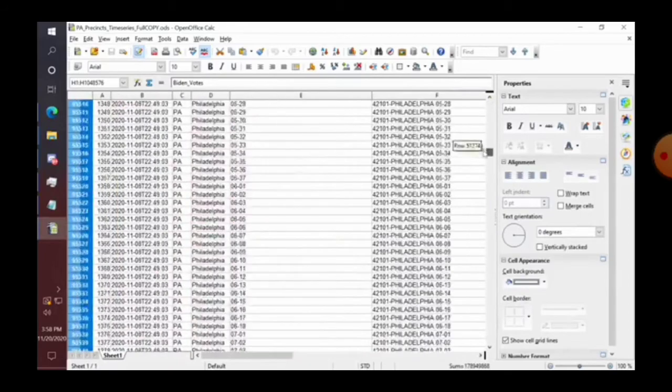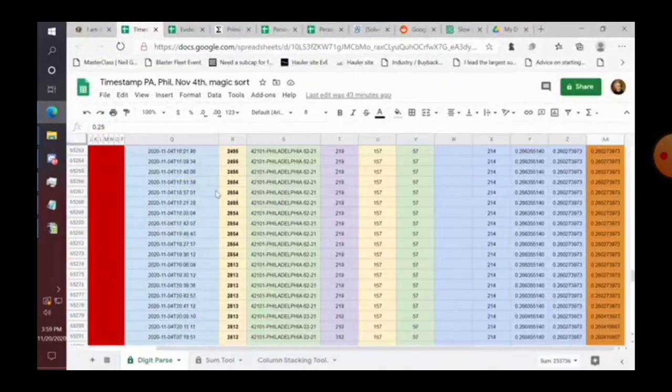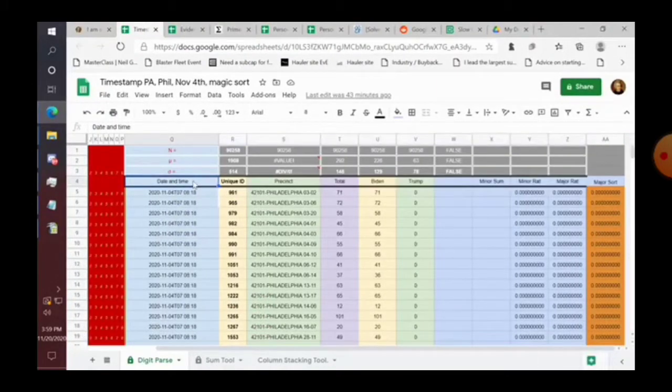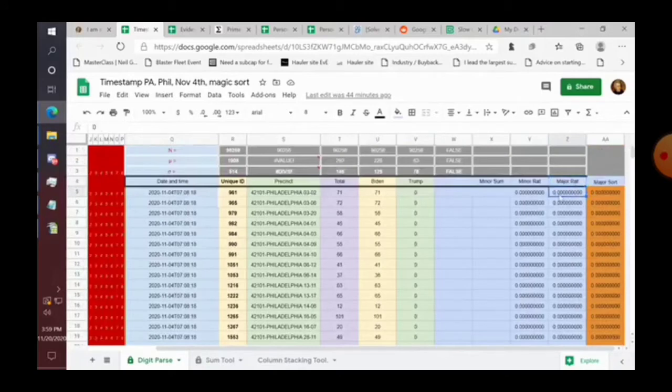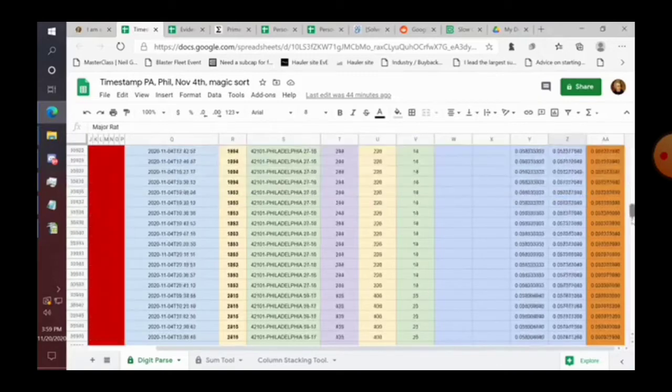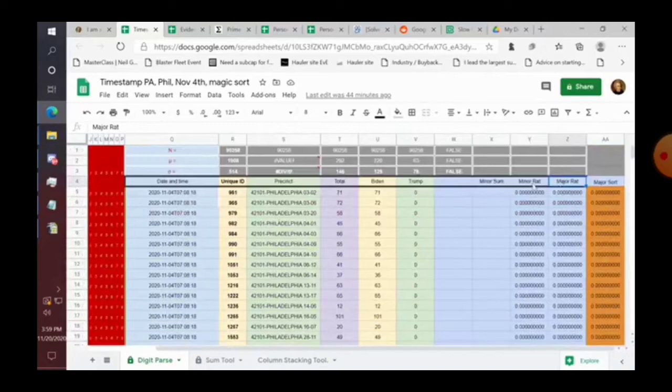So I took only Philadelphia's timestamps, and then I sorted them by what's called the major ratio. The major ratio is Trump's votes divided by the total votes. Okay? The second priority in the sorting, after the major ratio, was the date and time, and then by the precinct.